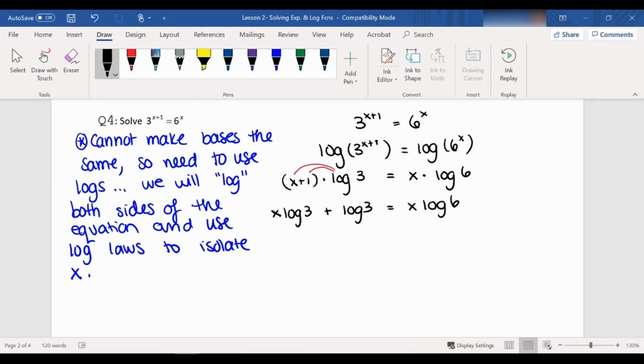So I want to try and get all the terms that have an x on one side of the equation. So I'm going to move the x log 3 over to the right-hand side. And I would do that by subtracting it the same way I would subtract a 5x or a 2x. Log 3 is just a number. Okay. Now that I have that on the right-hand side, I'm going to factor out an x. The left is still just log 3.